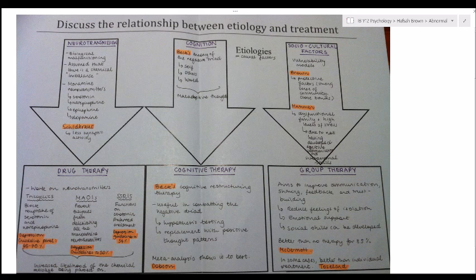Tricyclics block the reuptake of serotonin and norepinephrine so that the neurotransmitter stays in the synapse for longer and has a greater chance of the chemical message being passed on. MAOIs prevent enzymes from deactivating all the monoamine transmitters, and again, that increases the likelihood of the chemical message being passed on. And SSRIs are selective serotonin reuptake inhibitors, and they function specifically on serotonin. Because they are more specific than the others, they are the preferred treatment for depression, or at least the first line treatment.